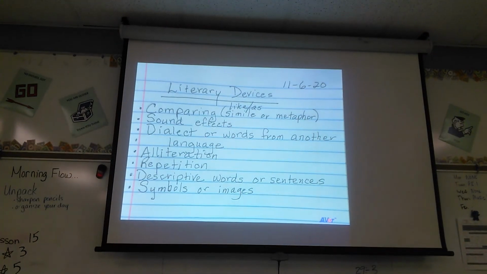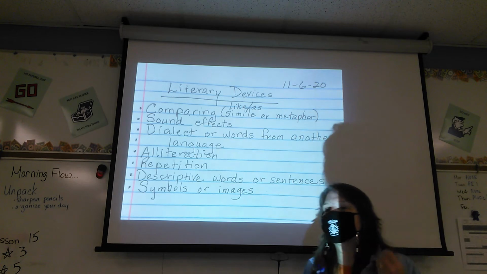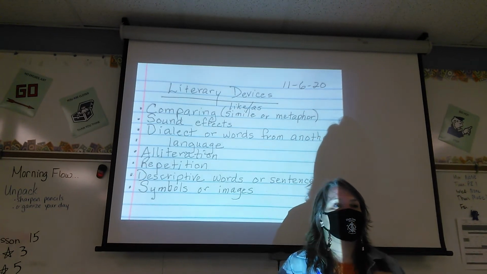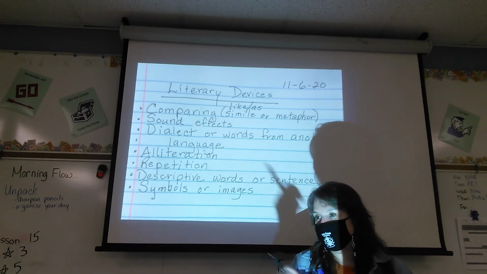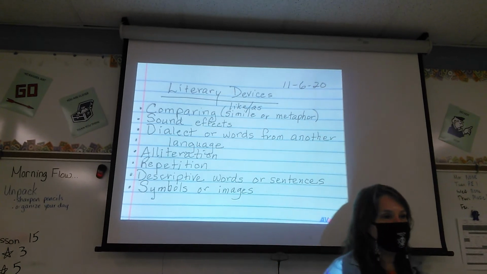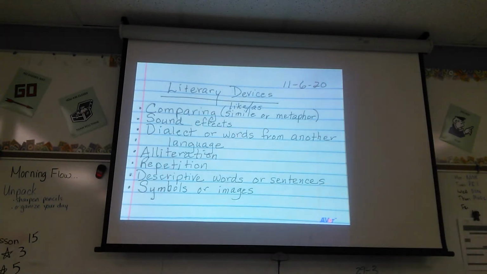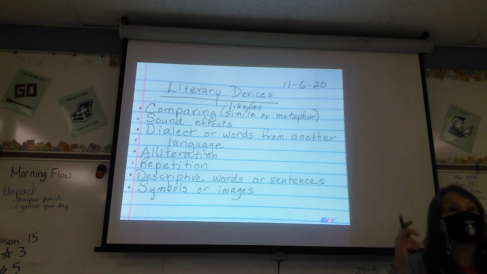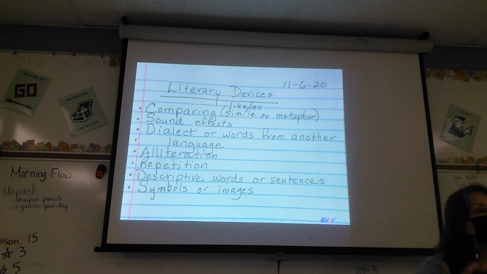Now, sound effects. We don't really have many sound effects in our text of Fox, but oftentimes an author may use sound effects. Okay? Does anybody remember the term that we use for a word that is a sound, like boom, crash? What do we call that? Onomatopoeia. Okay? And oftentimes onomatopoeia is used to almost kind of get you to hear the story.